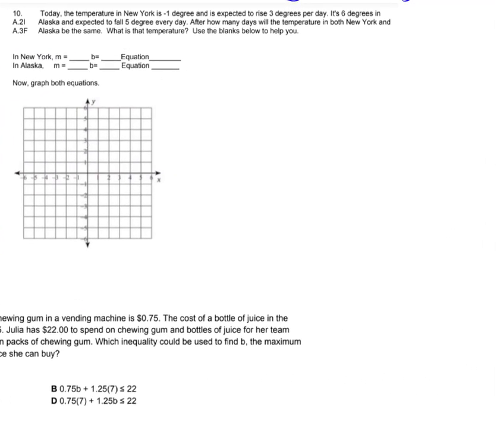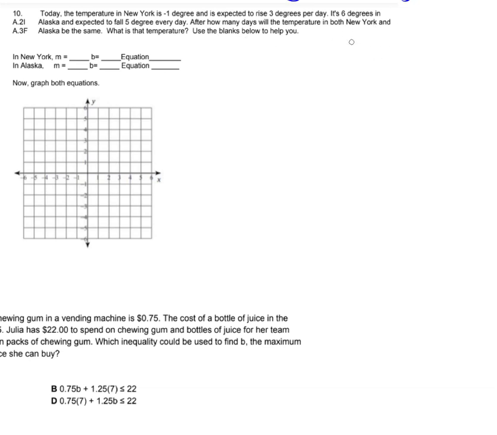Today, the temperature in New York is a balmy negative 1 degrees. Just kidding, that's terrible. So today, the temperature in New York is negative 1 degree. All right, sorry. And is expected to rise 3 degrees per day. It's 6 degrees in Alaska and expected to fall 5 degrees every day. After how many days will the temperature in both New York and Alaska be the same? And what is that temperature? Use the blanks below to help you.